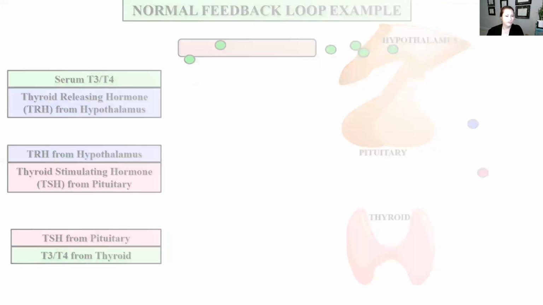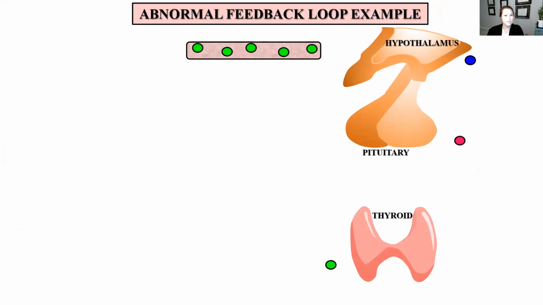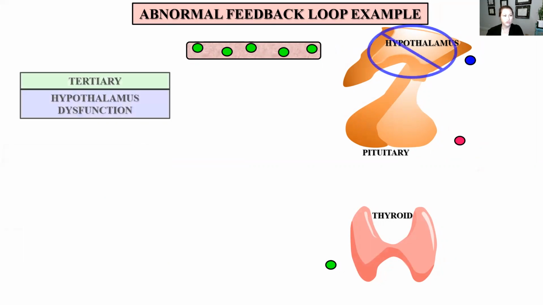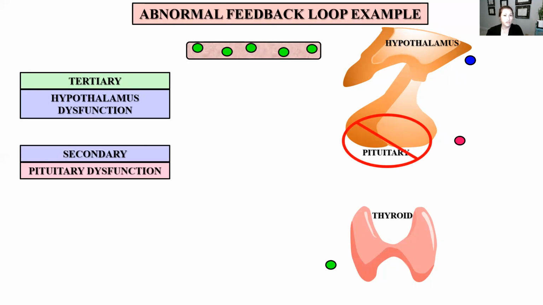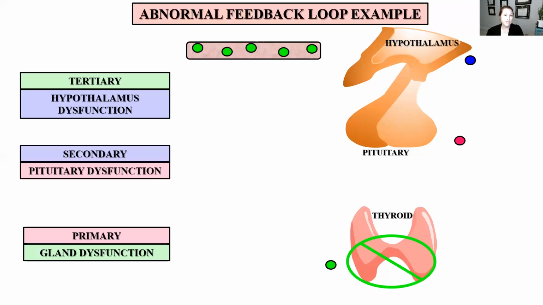Let's look at an abnormal feedback loop. So same setup as that last slide. The red strip is our bloodstream. We've got the hypothalamus, the pituitary, and the thyroid. Let's say that we have some dysfunction going on and it's just not working correctly. If it's at the level of the hypothalamus, we classify this as a tertiary dysfunction. If it's at the level of the pituitary gland, we would classify this as a secondary type of dysfunction. And then at the gland itself is classified as primary dysfunction. So tertiary is at the hypothalamus, secondary at the pituitary, and then primary is at the gland itself. And in this example would be the thyroid.